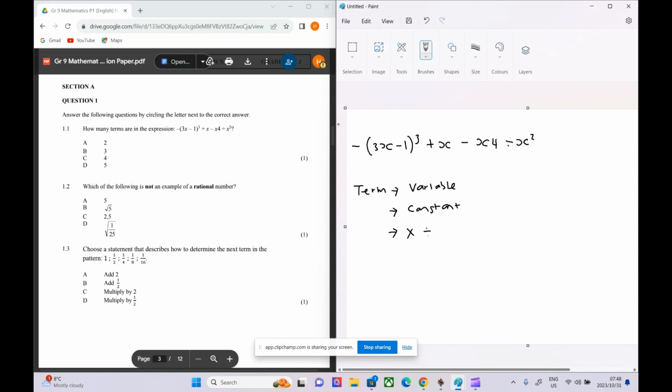Okay, so if we look at, let's just get a different color. If we look at these ones that we've been given, we can see we've got a bracket here. So we need to try figure out this one, see how many terms that actually is. We've got this x standing by itself. So that x would just be a term. Okay, so let's label that. That's definitely going to be a term. We know that for sure.